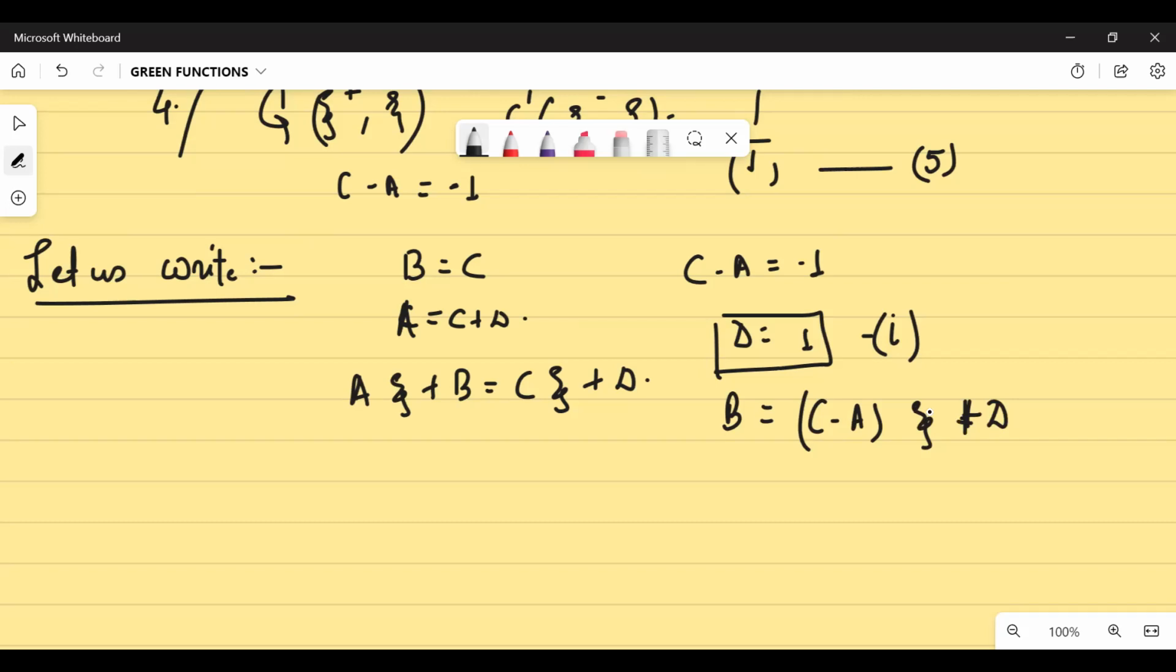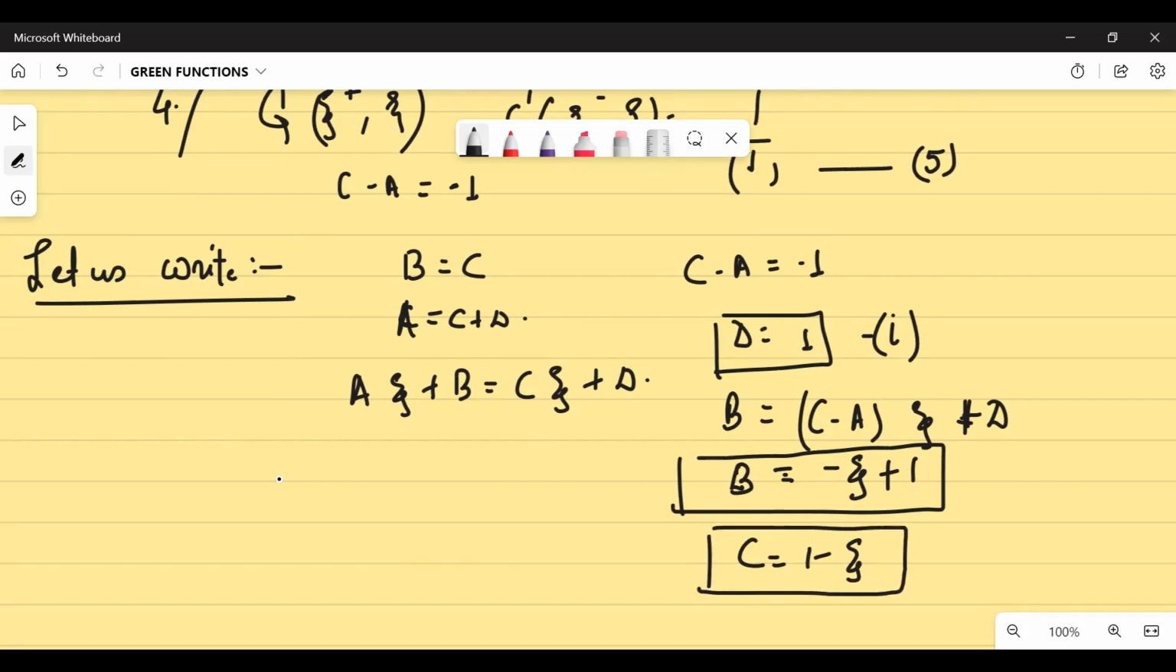So B is equal to, आएगा, C minus of A plus D, and C minus A क्या आएगा? कुछ सोचो. C minus A is minus 1, so it will be minus zeta, and this will be 1. So B is equal to 1 minus zeta. If B is equal to 1 minus zeta, then C will also be equal to 1 minus zeta, isn't it?